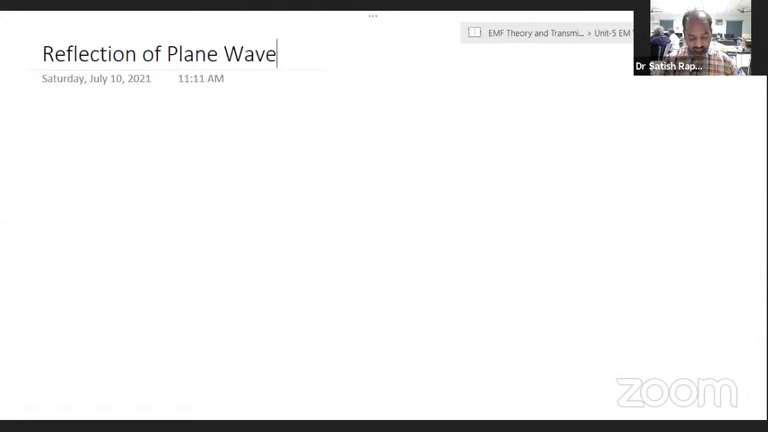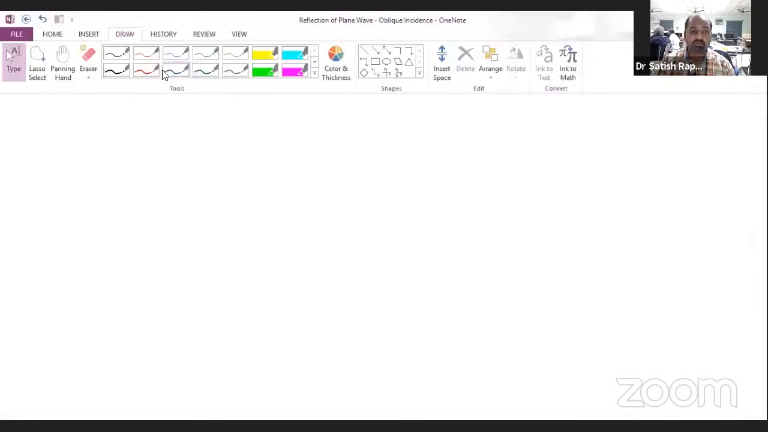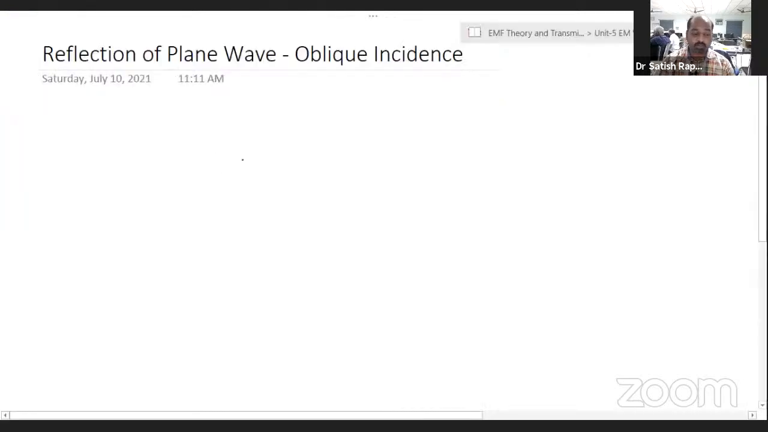Let us move on to another topic: reflection of plane wave, oblique incidence. Reflection of plane wave, oblique incidence. So reflection of plane wave, normal incidence is over, and now reflection of plane wave, oblique incidence.